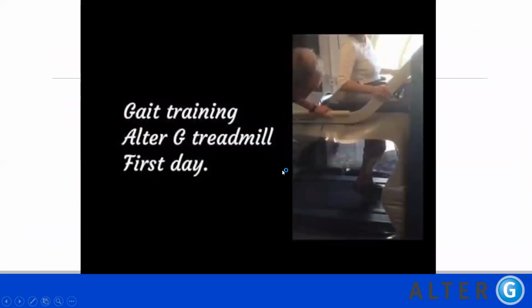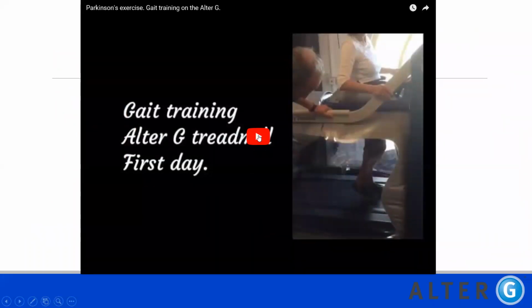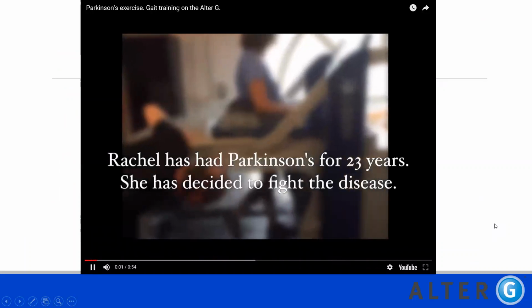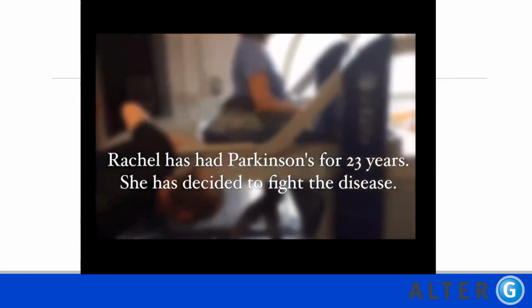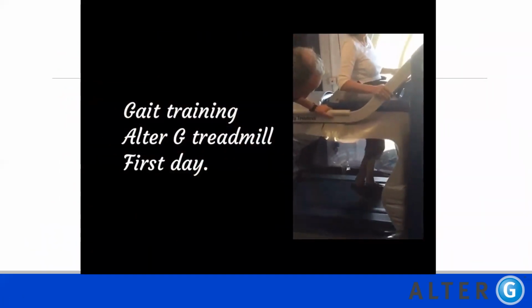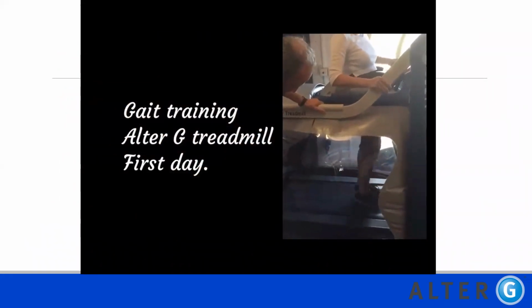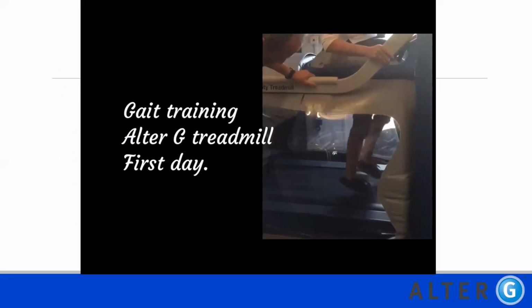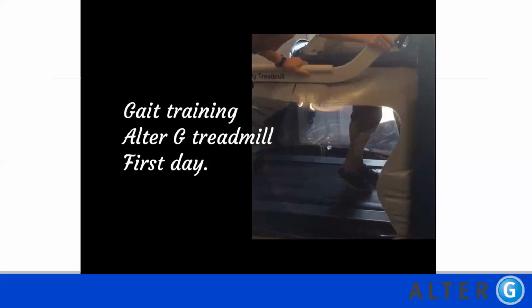So, just a quick video here. This is not part of the study. This is from someone else who has an AlterG in their space. And you can see this is what a typical Parkinson's patient's gait looks like. This is the first day. So you have that shuffling gait. You can see that their torso, they're leaning back a little bit. Actually, in this case, they're holding on to the side of the treadmill for support.